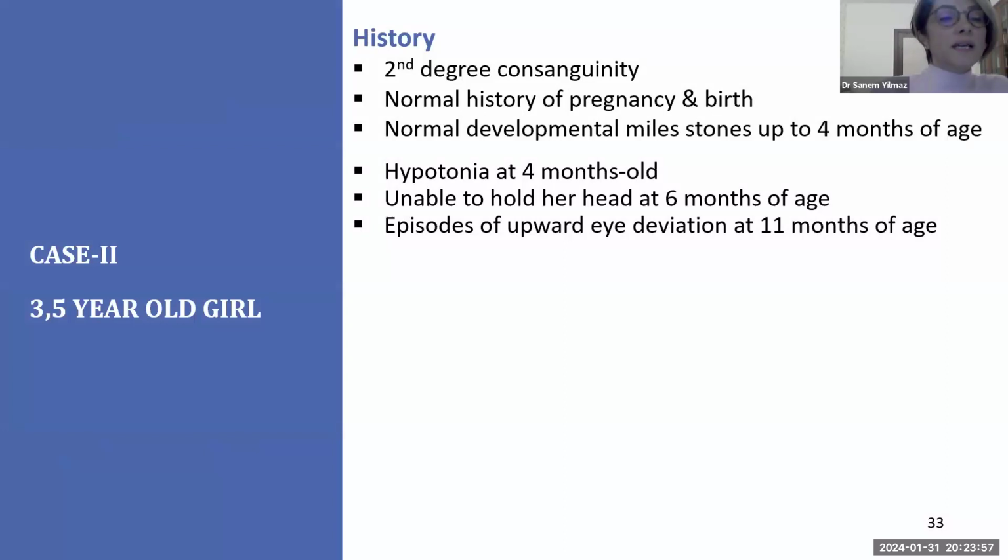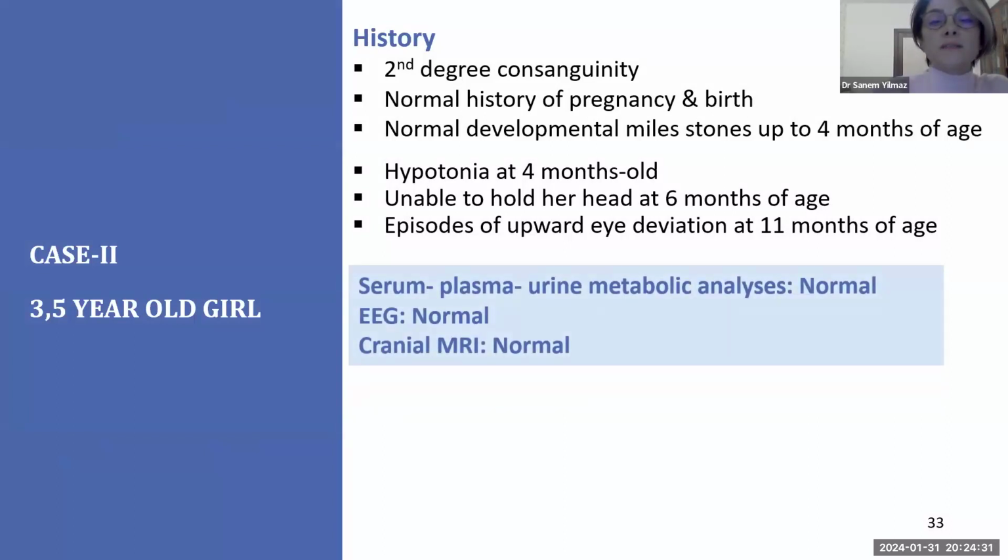And the second case is a 3.5-year-old girl whose parents had second-degree consanguinity. She had a normal history of pregnancy and birth, and normal developmental milestones up to 4 months of age. Then at 4 months old, she developed hypotonia, and she was unable to hold her head at 6 months of age. She also had episodes of upward eye deviation at 11 months of age, which were consistent with oculogyric crisis.